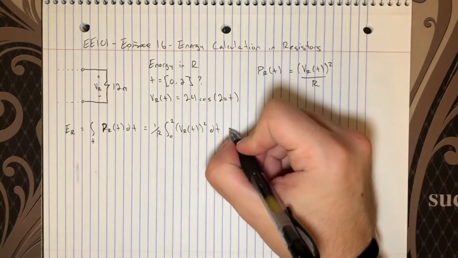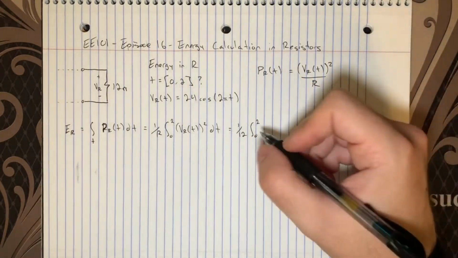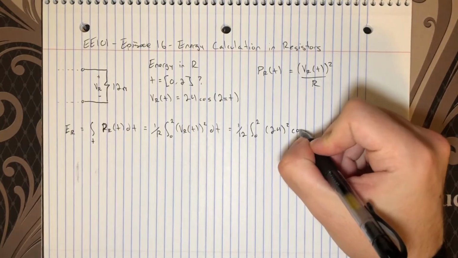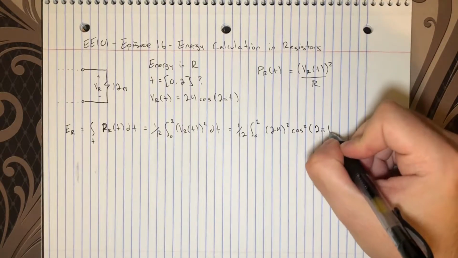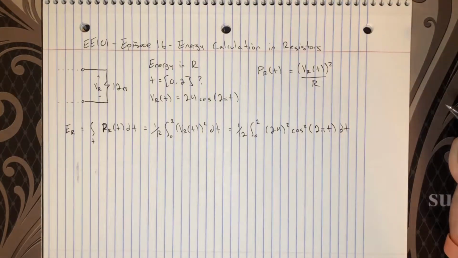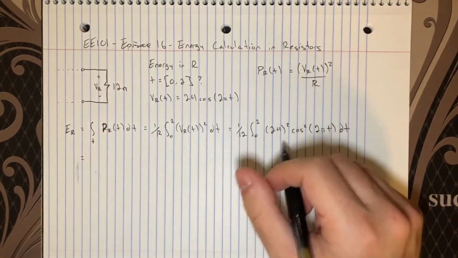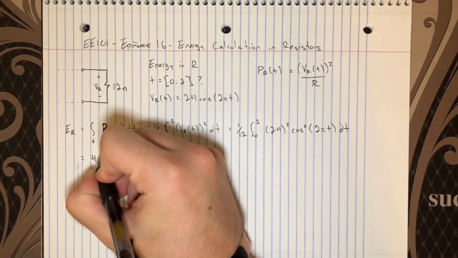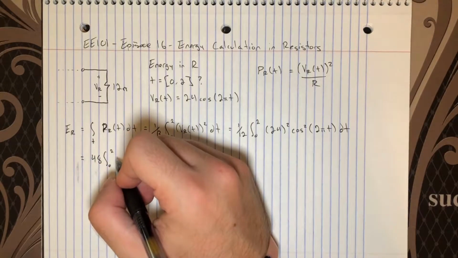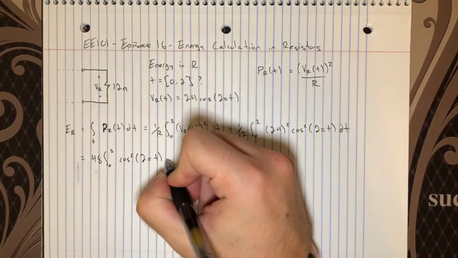So we have a 12 ohm resistor, again integrated over 0 to 2. Now if we square this function, we have 24 squared cosine squared 2 pi t dt. I'm just going to step through this algebra quickly to get one nice constant number out front. So this is 48 times the integral over 2 seconds of the square of cosine 2 pi t.